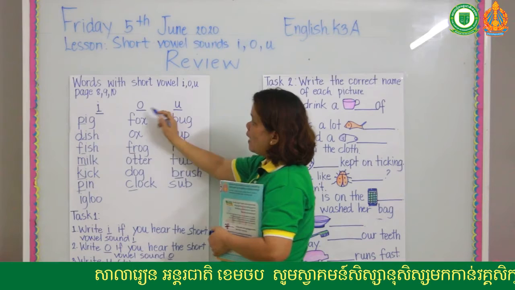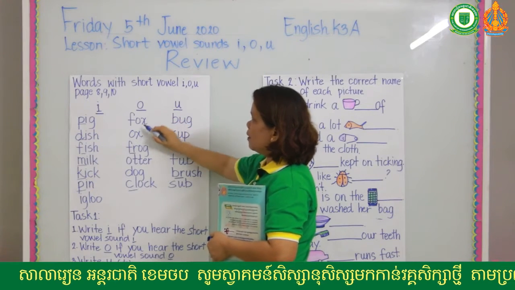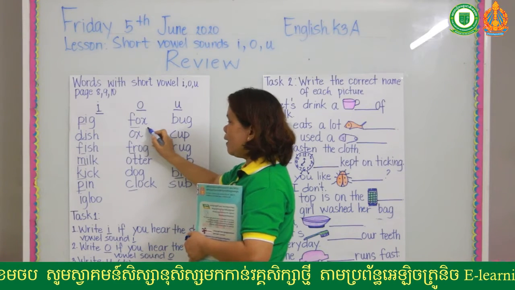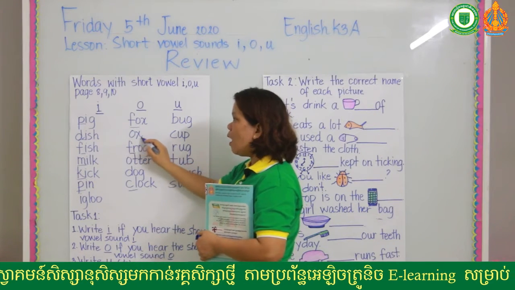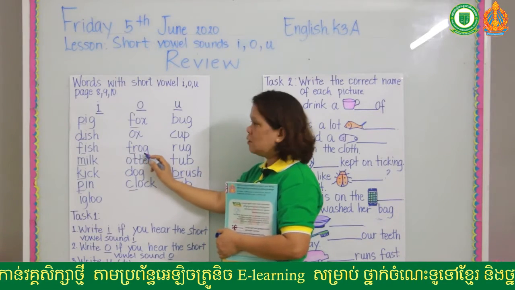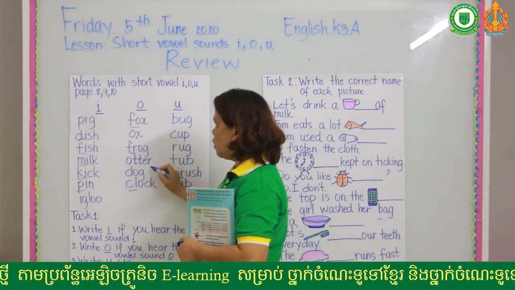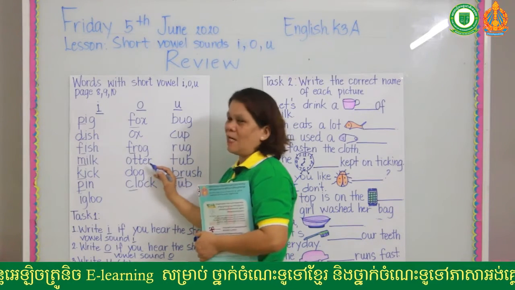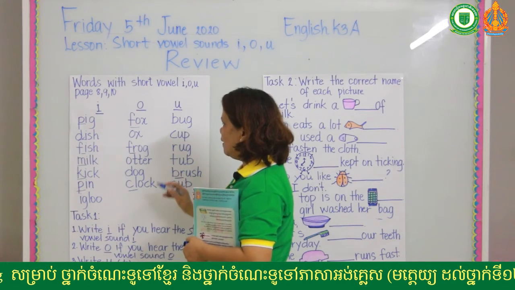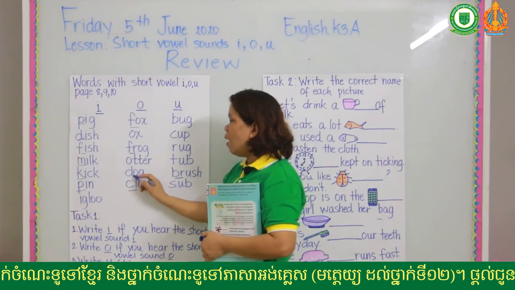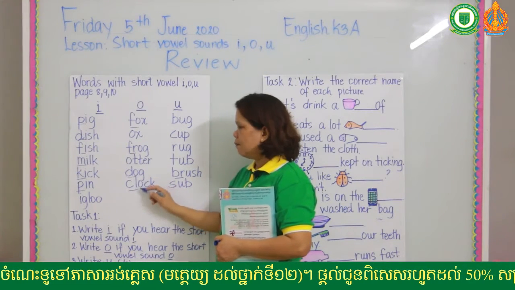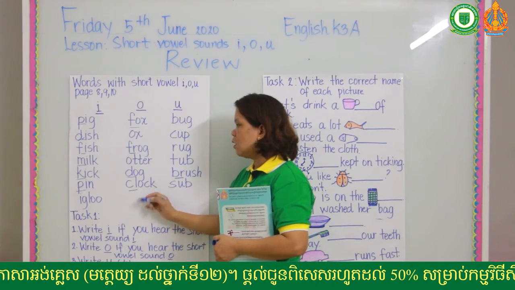Igloo. Then the sound O, look at the vowel blend, fo, and just add X, fox. And this one, ox. This is a consonant blend, so this is fro and g, frog. Otter. Otter is a kind of animal that you can see at the sea, okay? They are living in the ocean. Dog, vowel blend do, and just add g, dog. Clock, clock.